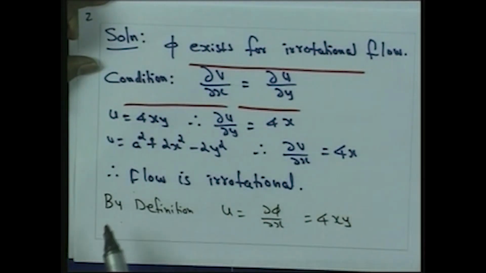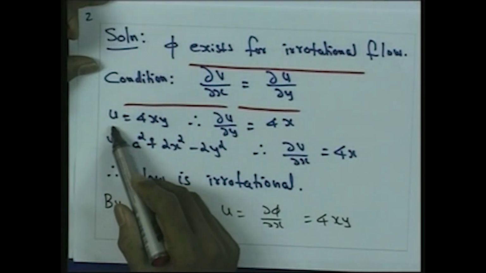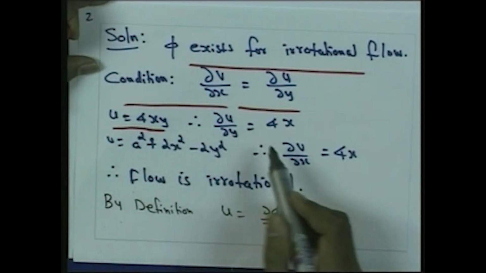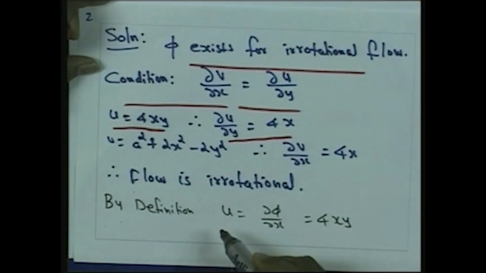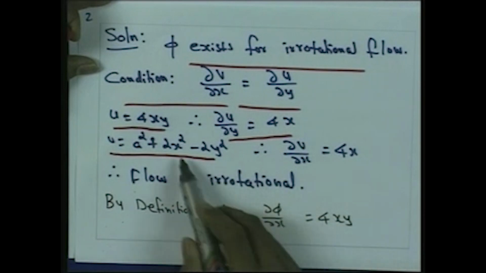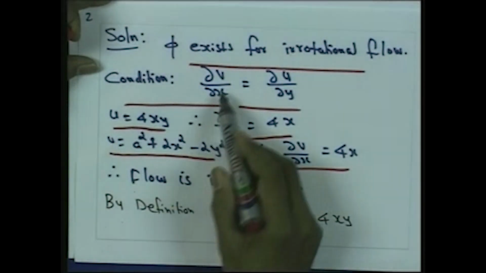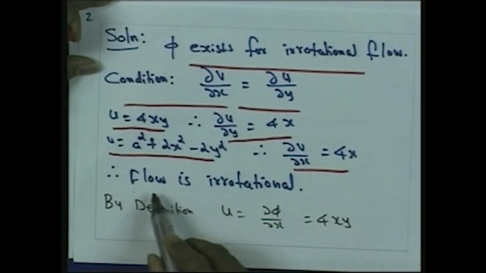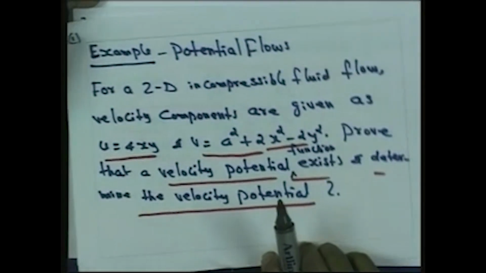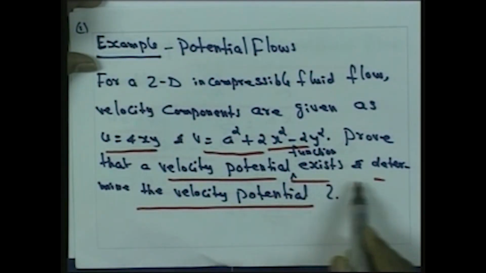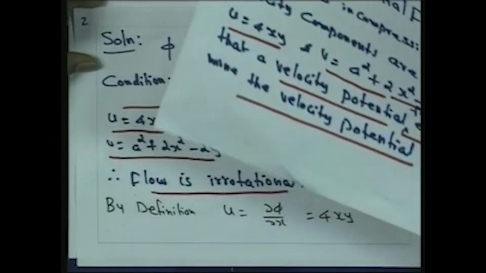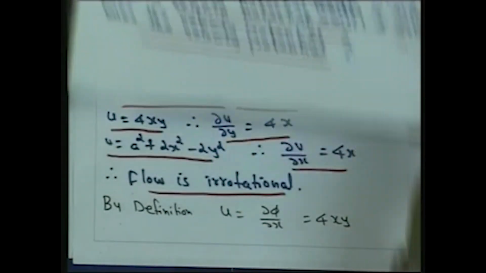With respect to this, we can now show that u is given as 4xy, and if you differentiate with respect to y, del u by del y is equal to 4x. When we differentiate the function v, del v by del x is again equal to 4x. So we can see that del v by del x is equal to del u by del y, so the flow is irrotational. As per the problem, we first have to show that the velocity potential exists, and since the flow is irrotational, the velocity potential exists, and then we have to determine the velocity potential.